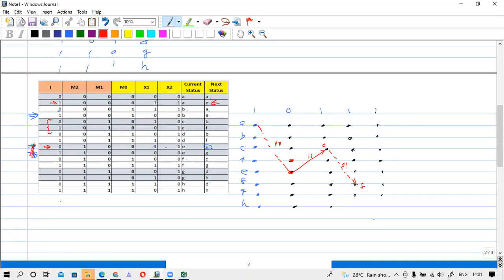So we are now in state F. Our current state is this. Okay, and the input is also 1, and we will move to this case, we will move to G, okay? And the output will be again 1, 1. And we will move to G, that means here, and the output will be 1, 1. Again, 1, 1.